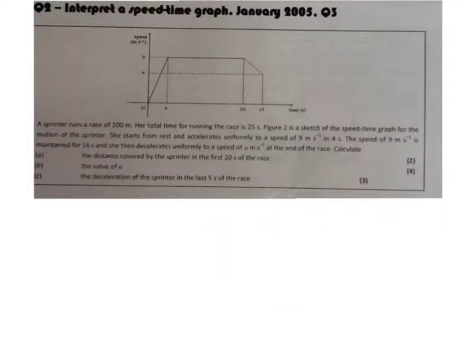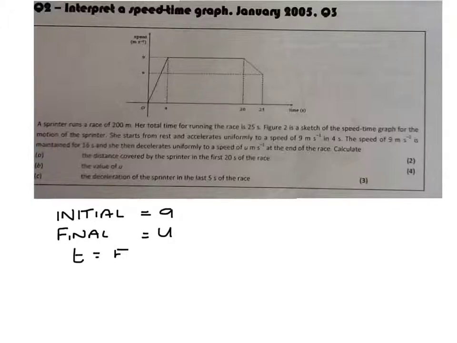b, I'm going to use the equations of motion to find the value of u. It's going to get a little bit confusing, because we normally use u as the initial velocity. In this case, our initial velocity is 9. Our final velocity is u. The time is 5.